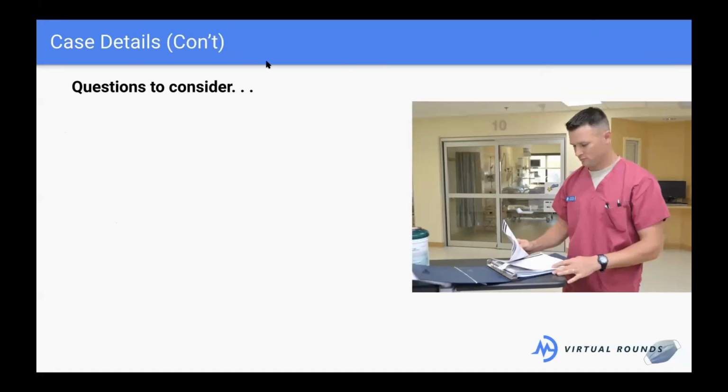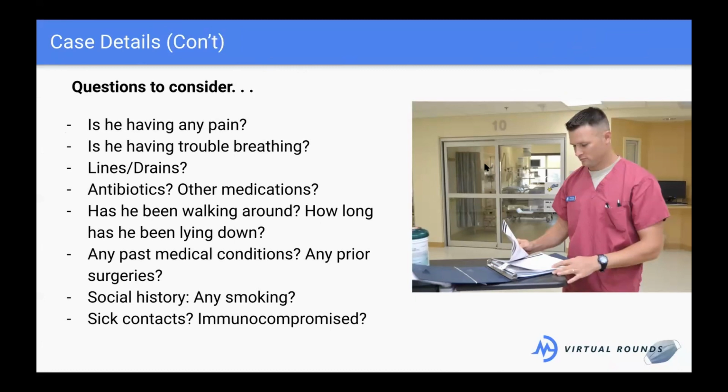So this is our SICU nurse. He's just chilling. These are some questions that I had come up with, but of course you guys covered a lot of them. So we want to ask about pain. Is he having trouble breathing? I want to know if he's got any lines or drains in, and we'll get to why that's important in a second. Lines and drains, meaning does he have IVs? Is he getting fluids? Does he have a Foley catheter in? Is he getting antibiotics? You guys mentioned medications already.